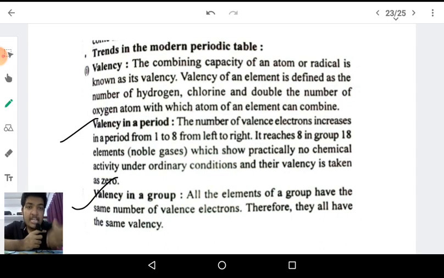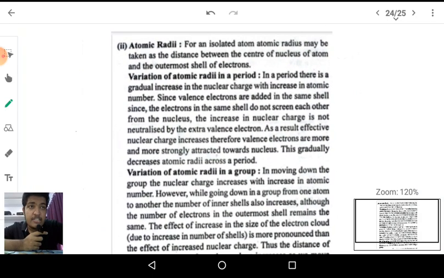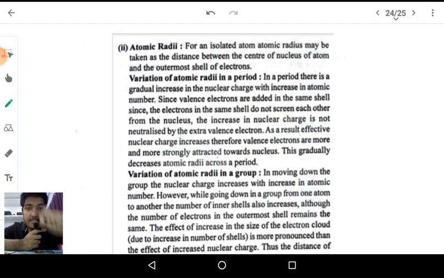Next is the valency in a group. All elements of a group have the same number of valence electrons, so they are going to have the same valency. Now talking about the atomic radii. Atomic radii is defined as the distance between the center of the nucleus to the outermost shell of the electrons.